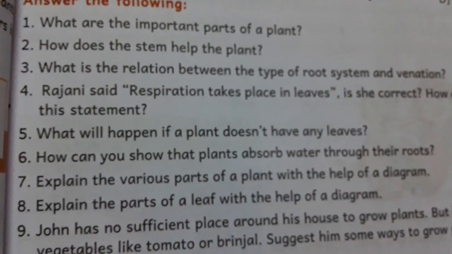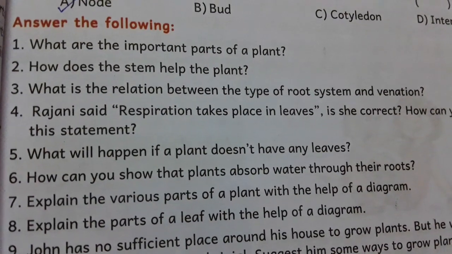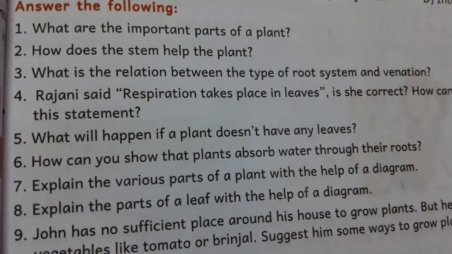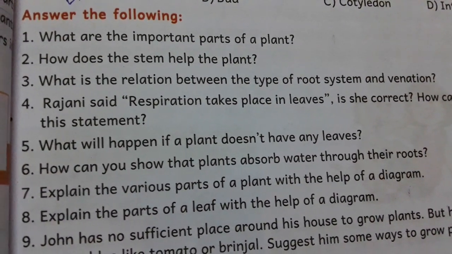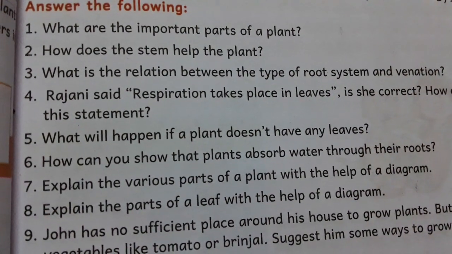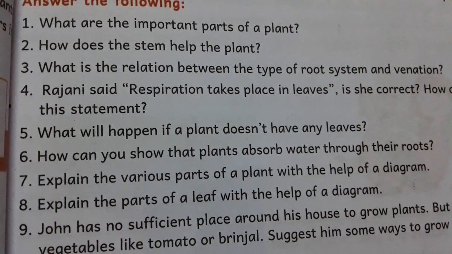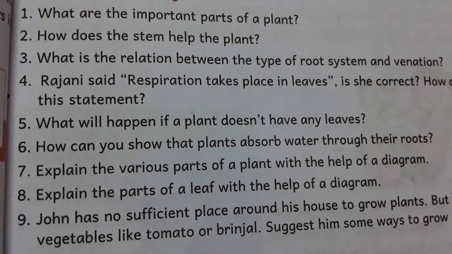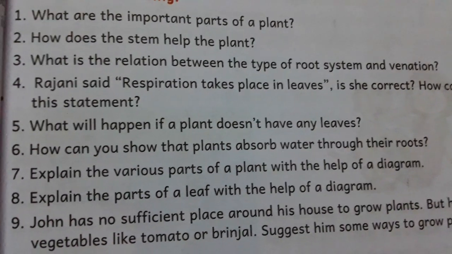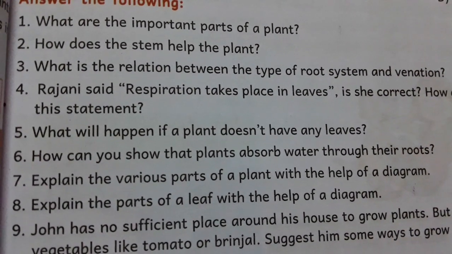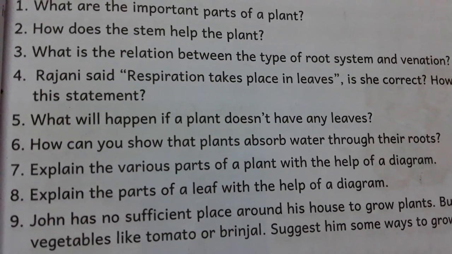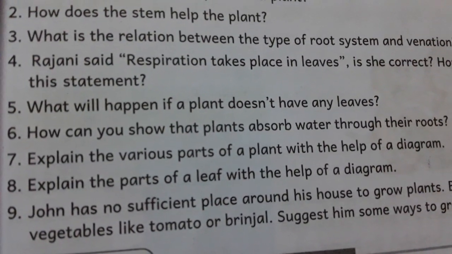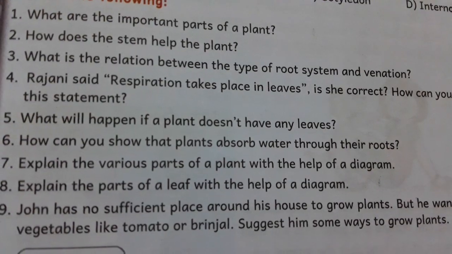coming to the sixth one, how can you show that plants absorb water through their roots? See, some activity is given in our textbook, so you have to write in your own words. And coming to seventh one, explain the various parts of a plant with the help of a diagram. When you are drawing a diagram, you have to draw with neat lines and explain the parts of a leaf with the help of a diagram.